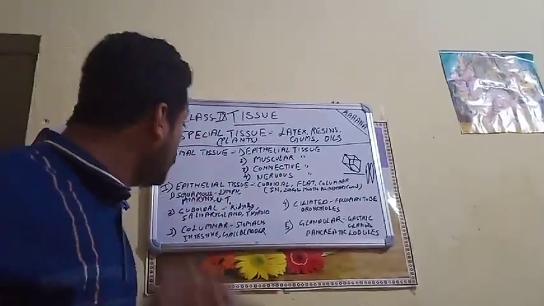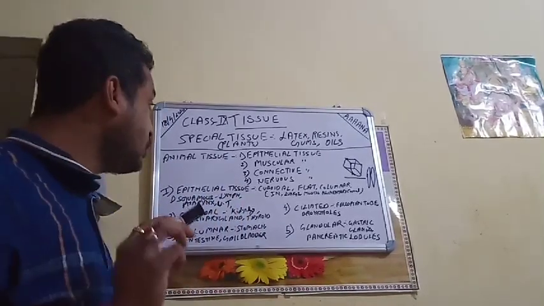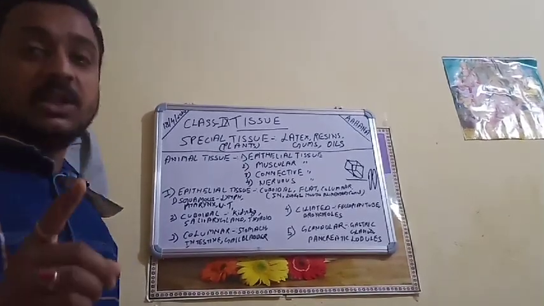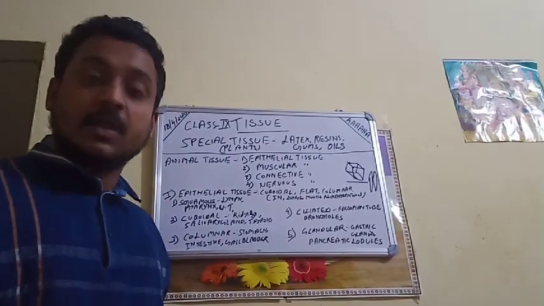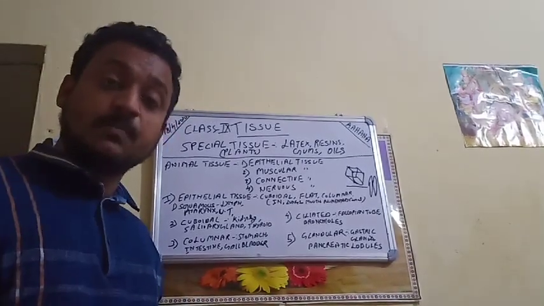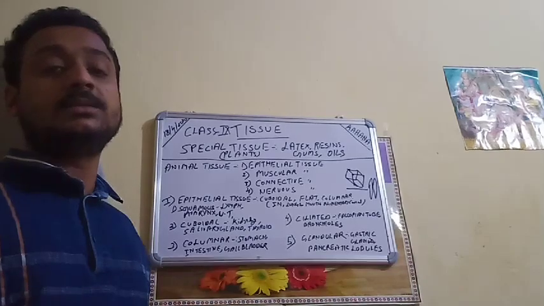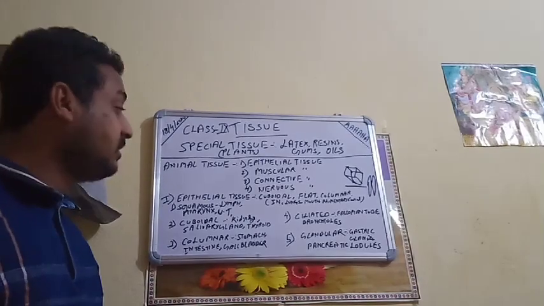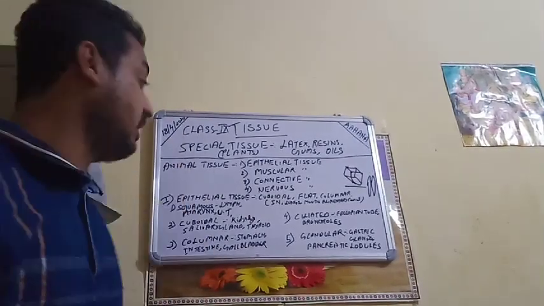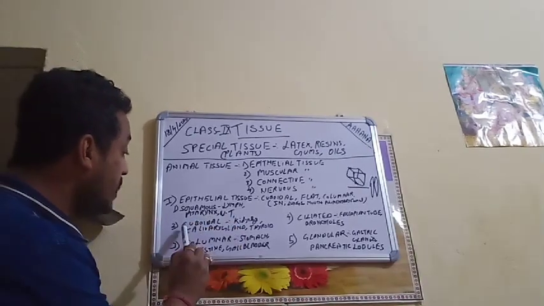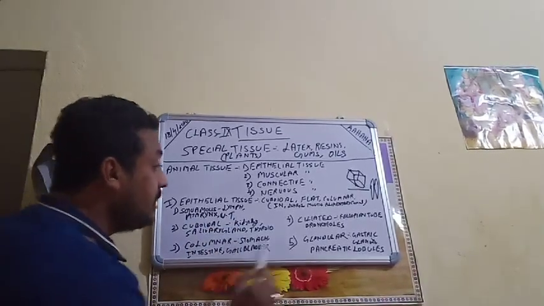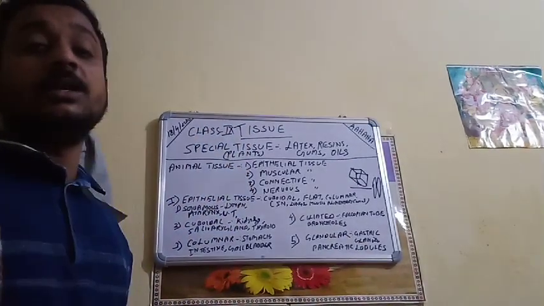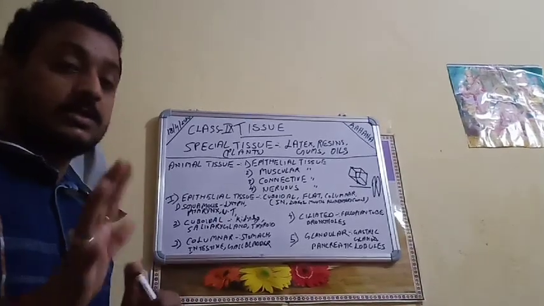Now, in epithelial tissue also there are some types. We know animal tissue is of 4 types: epithelial, muscular, connective, and nervous. Under this, the first one is epithelial tissue. Under epithelial tissue there are 5 types: squamous epithelium, cuboidal epithelium, columnar epithelium, ciliated epithelium, and glandular epithelium. There are 5 parts of the epithelial tissue. So it's a very big topic. It is not a small one.